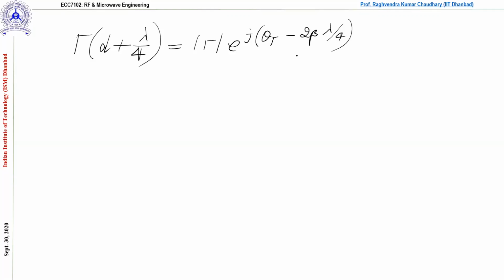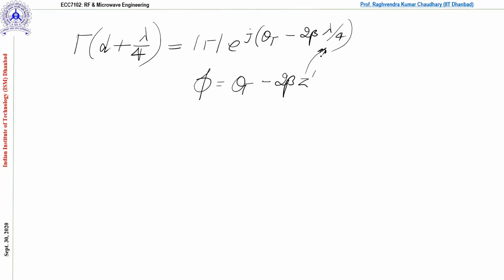Because if you remember, what was the phi? The phi was actually theta gamma minus 2 beta z dash. And what is z dash? Z dash was the extra length, and here this extra length is lambda by 4. Correct? So particularly at lambda by 4, we want to observe the things.